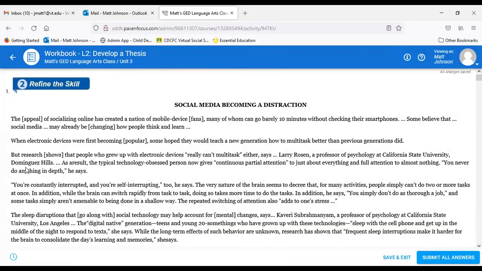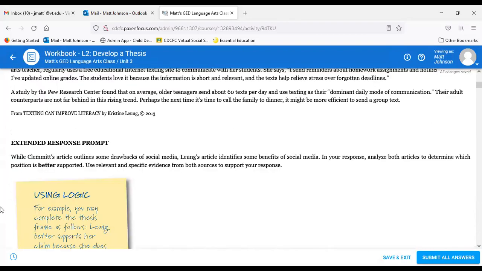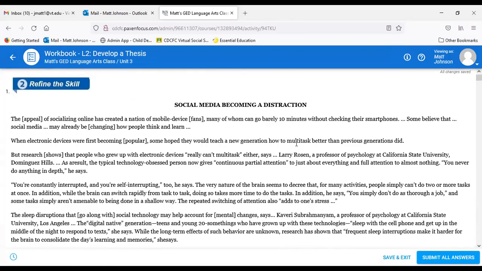All right, so start the workbook. I'll go ahead and read our two passages, and they'll certainly sound familiar to you guys. So the appeal of socializing online has created a nation of mobile device fans, many of whom can go barely 10 minutes without checking their smartphones. Some believe that social media may already be changing how people think and learn. This should sound familiar. When electronic devices were first becoming popular, some hoped that they would teach a new generation how to multitask better than previous generations did.